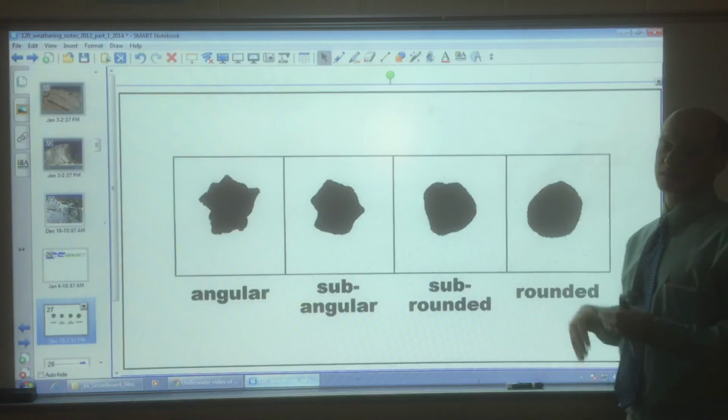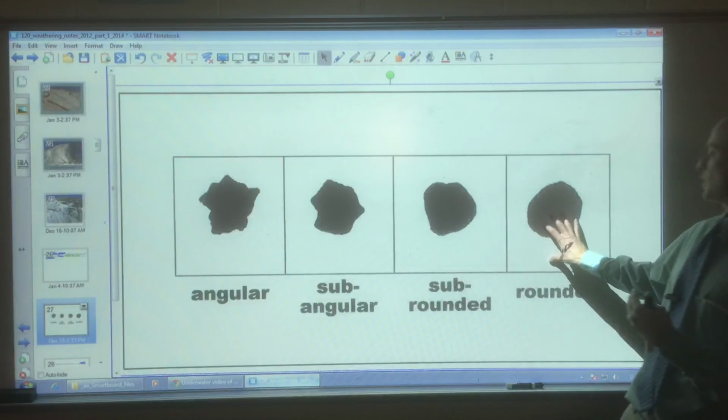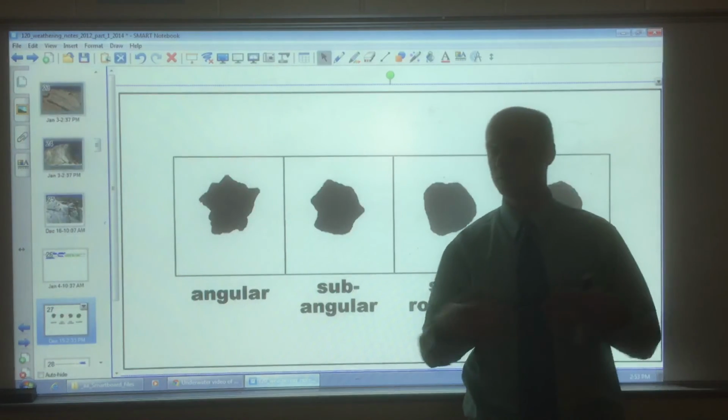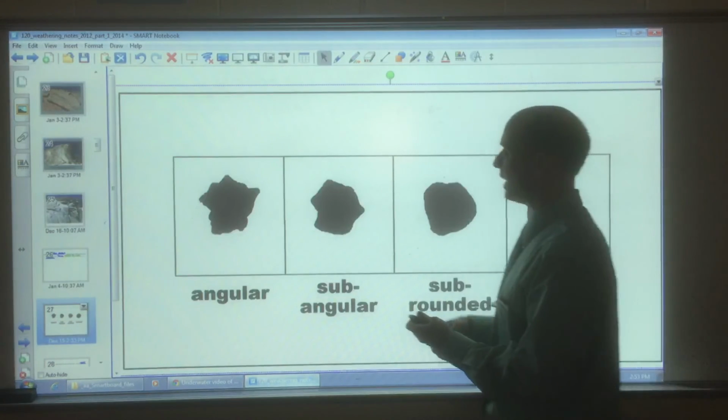and rounded like this. And that's why at the mouth of the stream, where it empties into an ocean, all the rocks are pretty much going to be rounded, because they have traveled oftentimes hundreds of miles, so they have experienced a lot of abrasion.